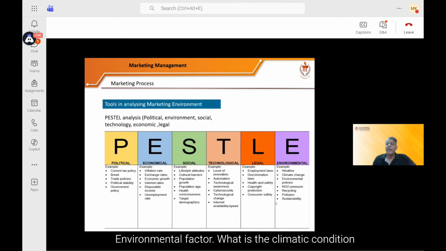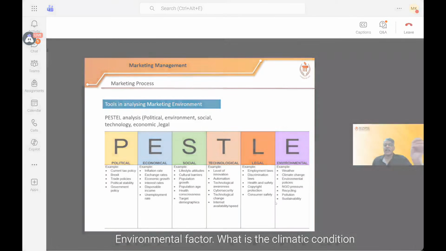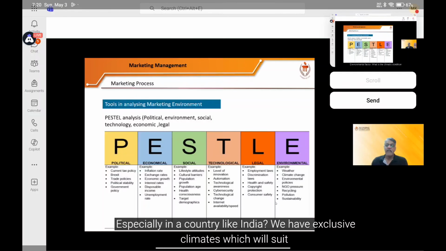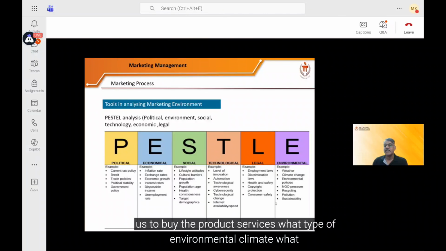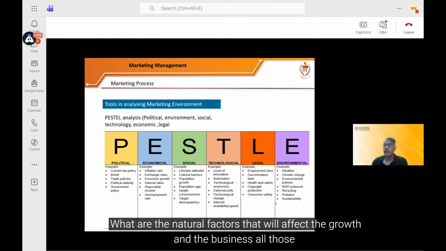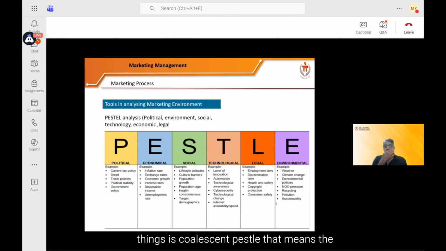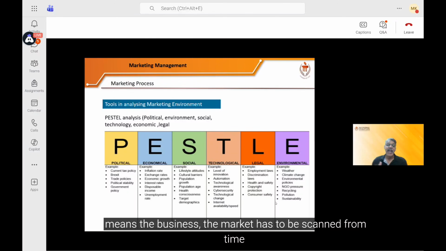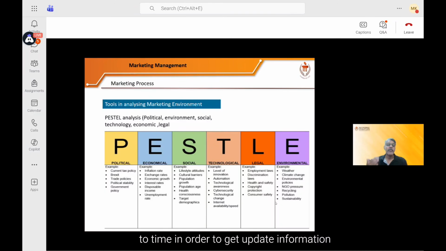Environmental factor. What is the climatic condition? Especially in a country like India, we have exclusive climates which will suit us to buy the products and services. What type of environmental climate? What are the natural factors that will affect the growth and the business? All those things are called PESTLE. That means the business, the market has to be scanned from time to time in order to get updated information about all these factors. That is called PESTLE.